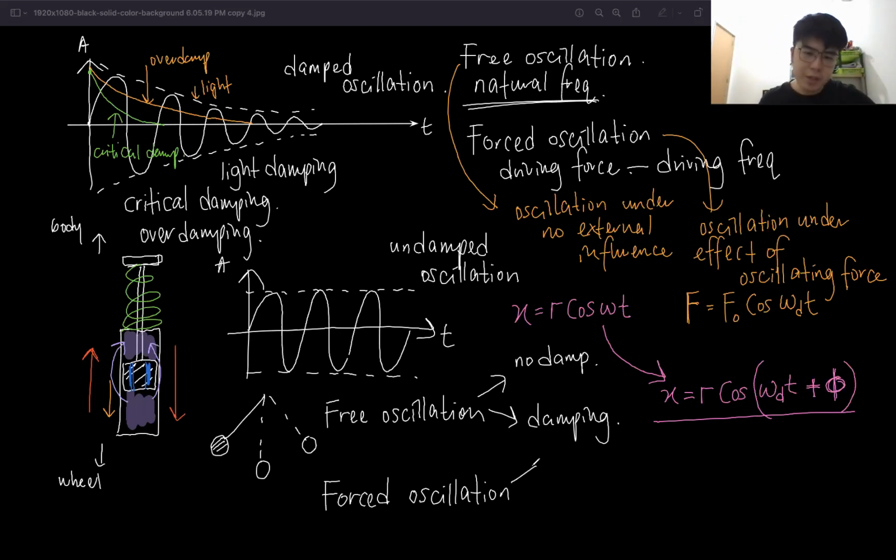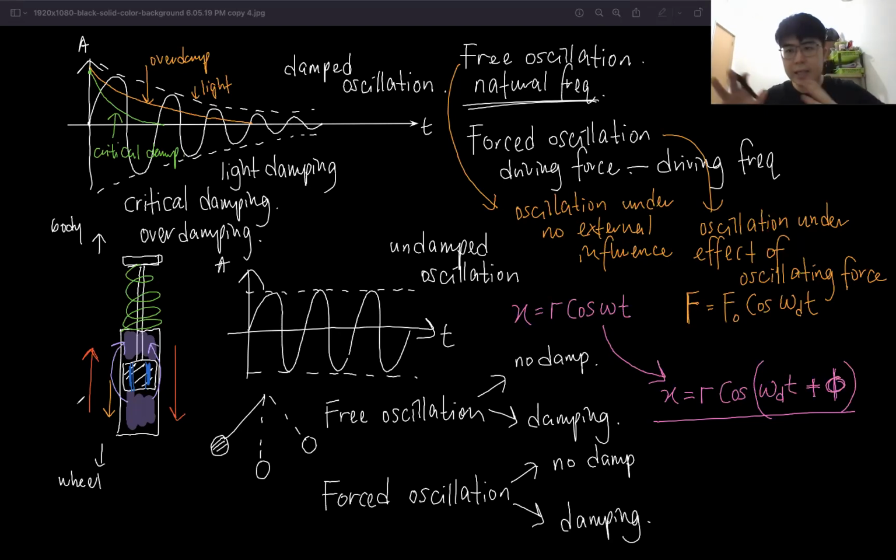And forced oscillation, also we can have no damping, just like the metronome, we force it to vibrate at the same amplitude. So total energy is still the same because the energy that I put in and the energy that is lost are equal. So that is no damping, forced oscillation. And forced oscillation can also have damping.